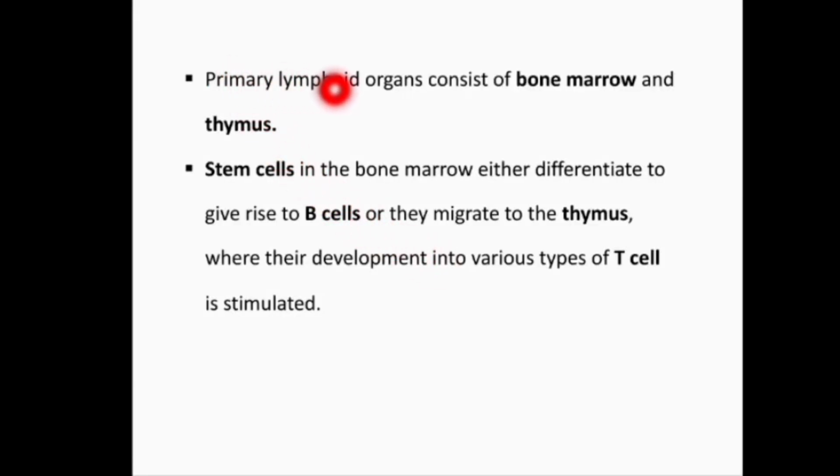First, the primary lymphoid organs are bone marrow and thymus. It contains stem cells in the bone marrow, which either differentiate to give rise to B cells or migrate to the thymus, where their development into various types of T cells is stimulated. Bone marrow is the basic organ which produces the stem cells. The stem cells then differentiate into B cells and T cells. The cells migrate to the thymus. In the thymus, it produces T cells.